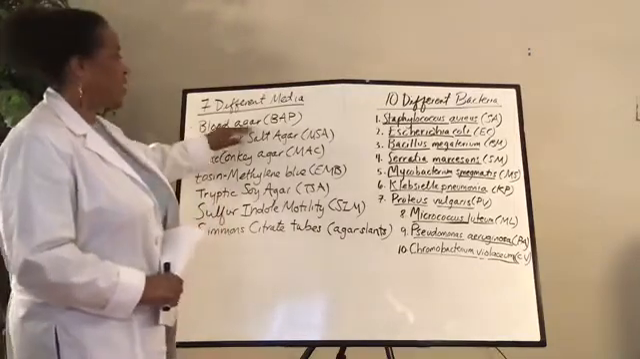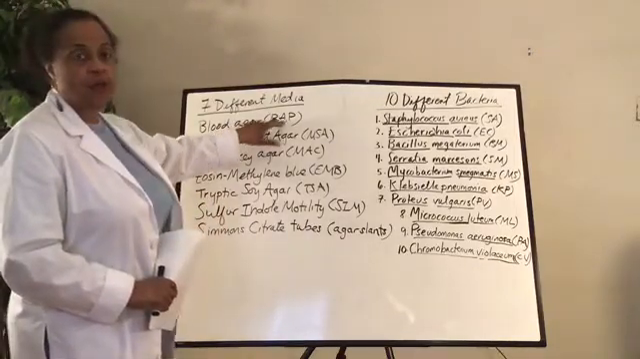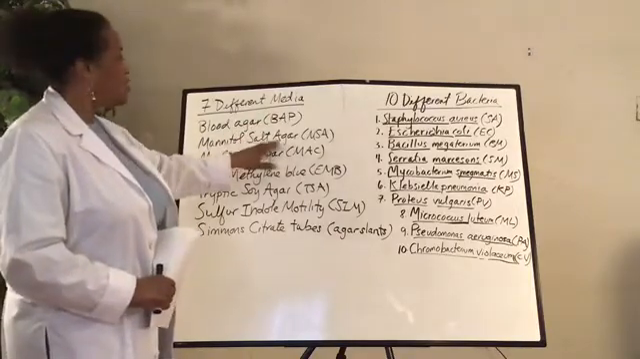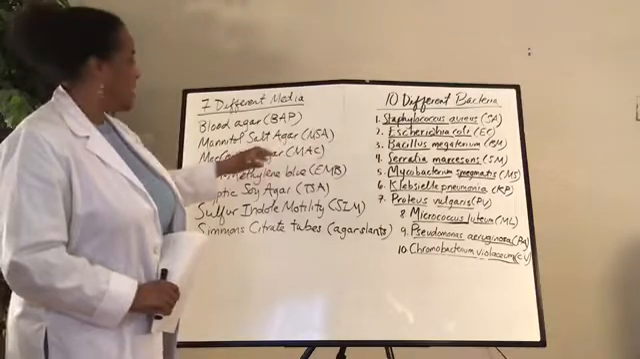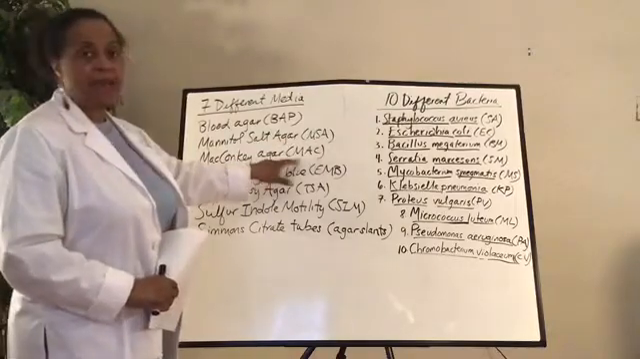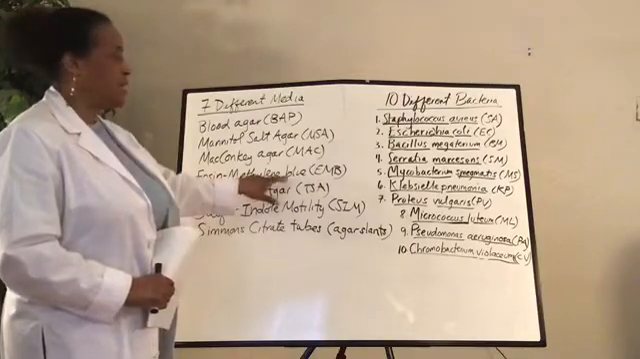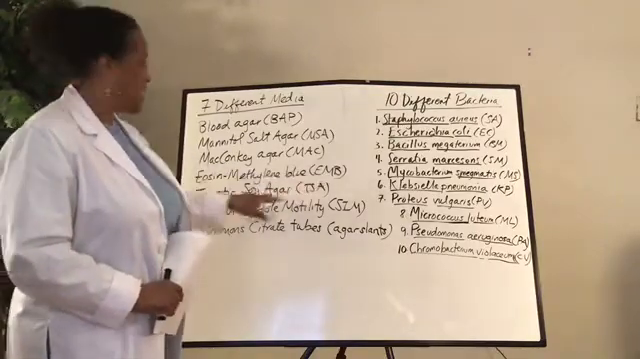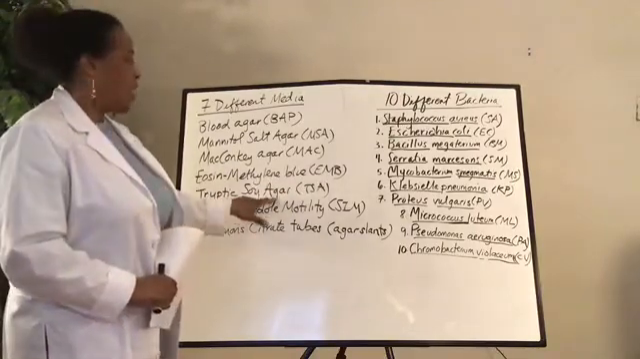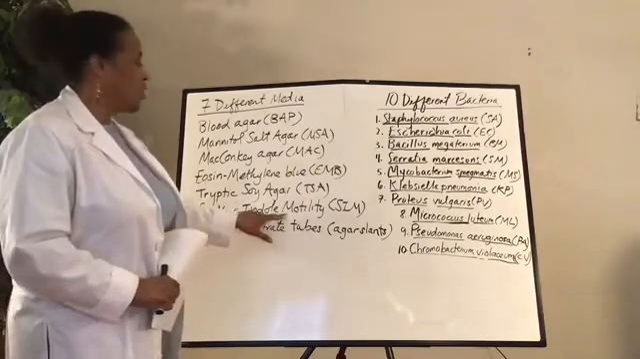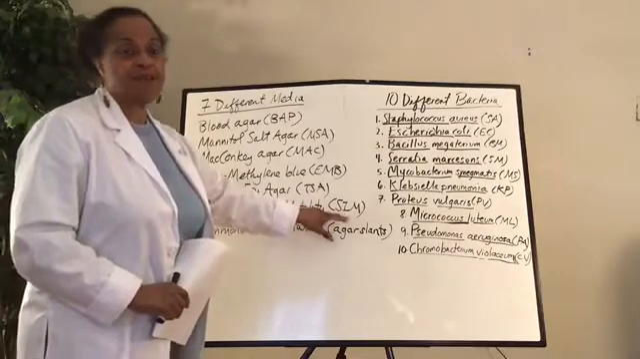So here's blood agar. This is blood agar plate, BAP. Then we have mannitol salt agar, MSA. MacConkey agar, the MAC plate. Eosin methylene blue, EMB. Tryptic soy agar, that's our TSA plate. Sulfur indole motility, that's the SIM tube.